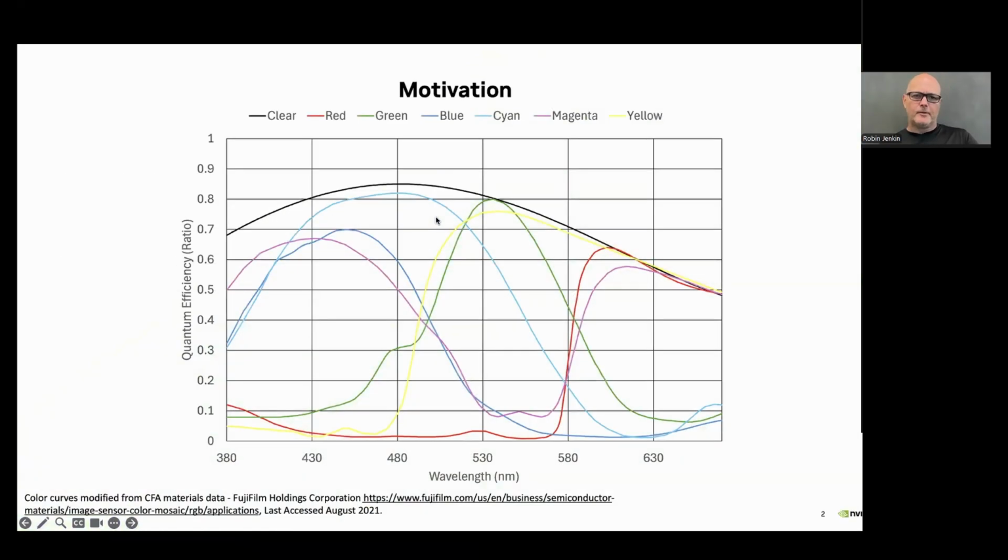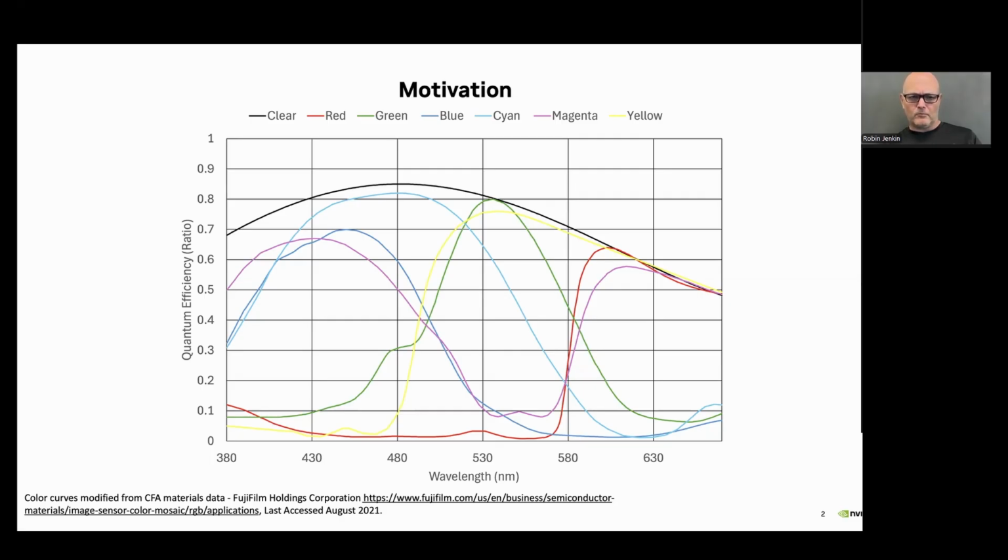So what's our motivation to look at CFAs? CFAs, color filter arrays, filter light onto the imaging sensor and provide us our color planes before demosaic. To be able to do that, we layer filters on top of each pixel, and they usually have some sort of spectral response. Here I've made some CFA curves up: red, green, blue, cyan, magenta, yellow, and also put a clear there.